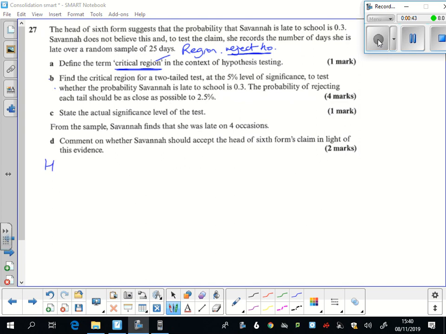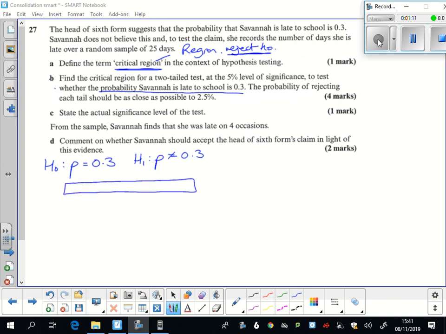So part B, you've got lots of work to do here. I'm going to start by writing out what the hypotheses are. Our null hypothesis is that the probability is 0.3, and the alternative, well, there can be a few alternatives. Either they're greater than, they're less than, or they're not equal to. And this all comes from the wording. The wording here says, look, we just want to know, is it 0.3 or not? So the probability is not equal to 0.3.